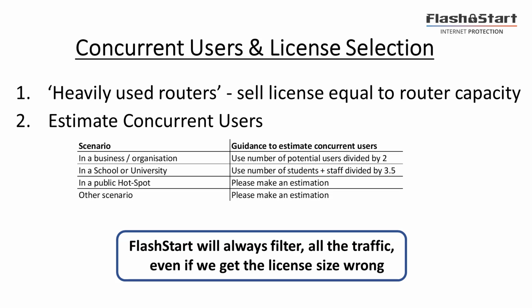Flash Start will always filter all the traffic all the time, even if the license estimated size is wrong. So you can proceed with confidence to supply licenses, knowing that we will honour the estimated number of concurrent users, and we'll wait until the renewal point in the second year to realign any differences.